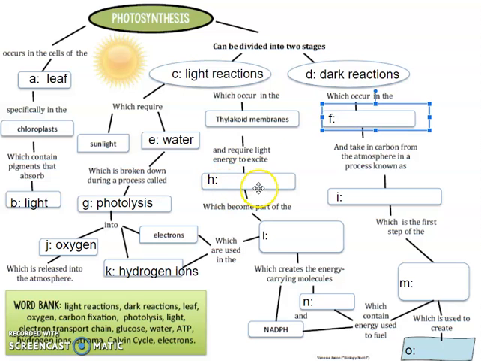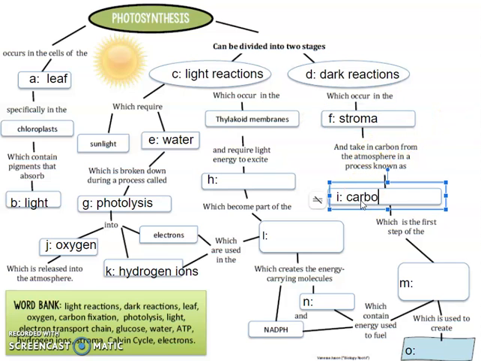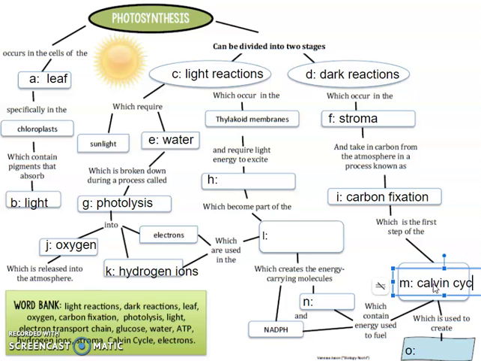So we'll go into the dark reactions a bit. These occur in the stroma. This is just something you have to know. And they take in carbon from the atmosphere in a process known as carbon fixation. And usually the carbon they take in is in the form of carbon dioxide, which they can rearrange to be more useful for them, which happens in the Calvin cycle.